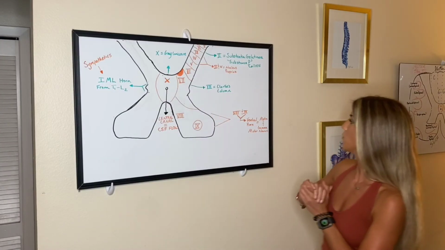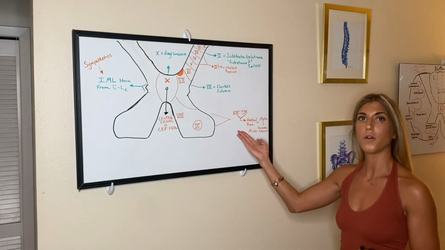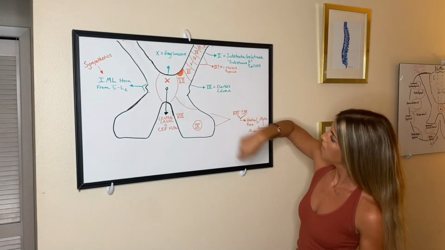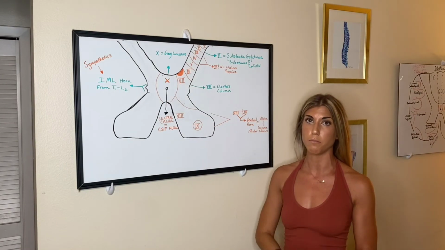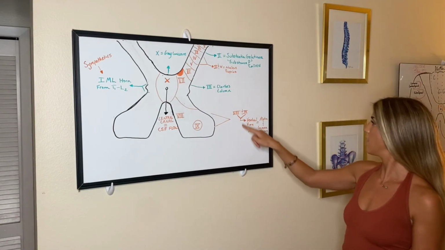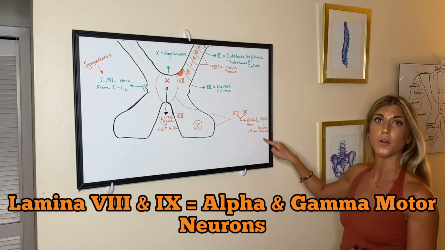Then we're moving down to 8 and 9. 8 and 9 are located in the ventral horn. Where are we? Right here. And as John talked about earlier, that is responsible for motor actions. And in there we have our alpha and gamma motor neurons.